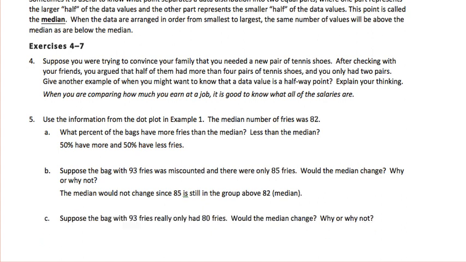Now let's suppose that the bag with 93 fries really only had 80 fries. Would the median change then? Now the median would change in this situation since 80 is below the median of 82. And that will make it 11 out of 20 below 82 and 9 out of 20 above 82, which means that 82 would no longer be the midway point. Some other number would have to take its place.